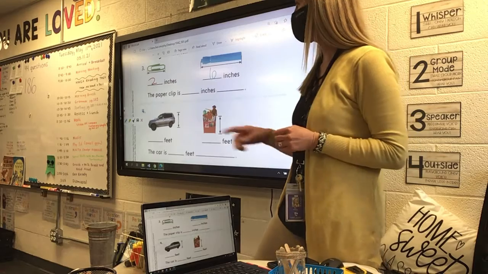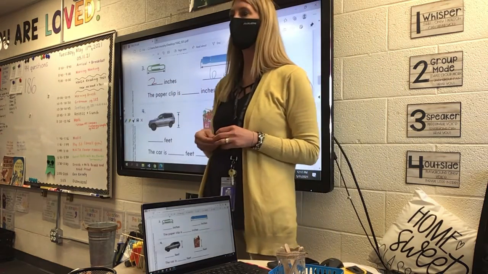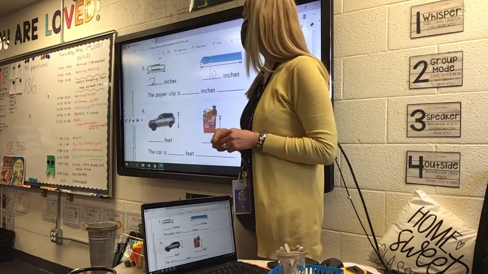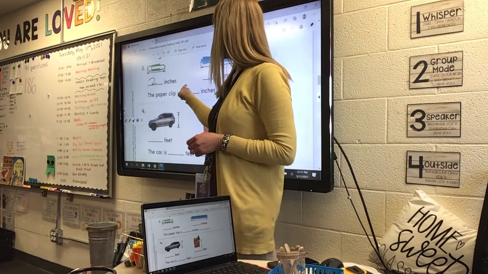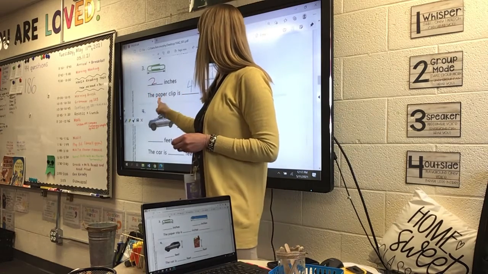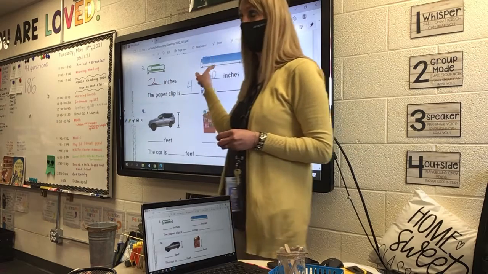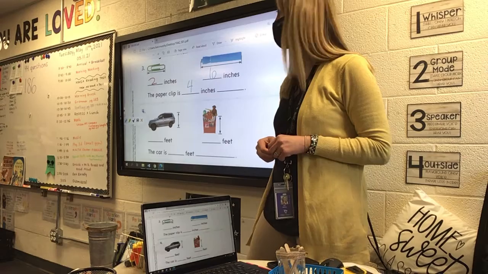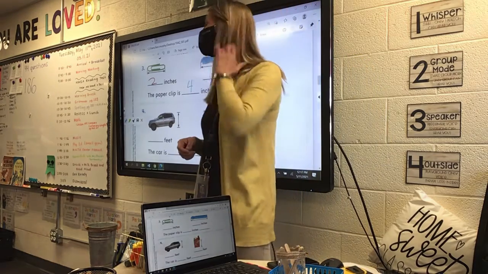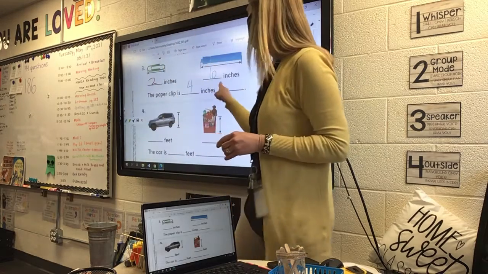Now, we have to figure out the difference. So the highlighter is 6, the paper clip's 2, so I'm going to subtract. Lewis, what is 6 minus 2? 4. So we're going to say the paper clip is 4 inches. Is it going to be shorter or longer? What do you think, Lily? No, I think you had it right. Shorter. The paper clip is 4 inches shorter than the highlighter.